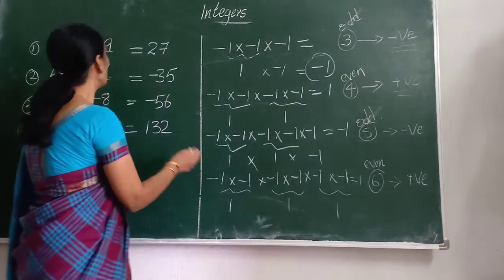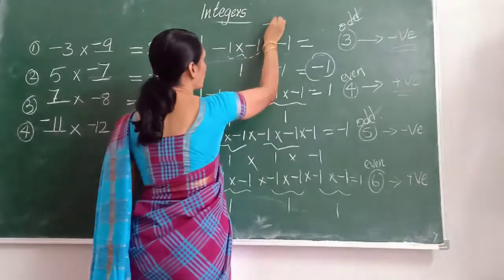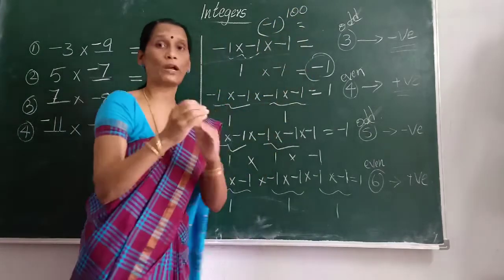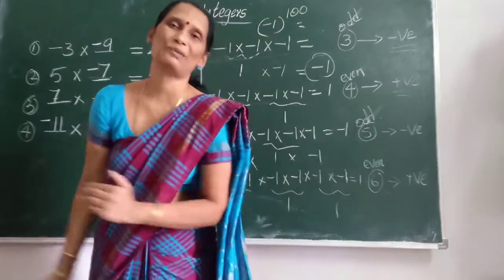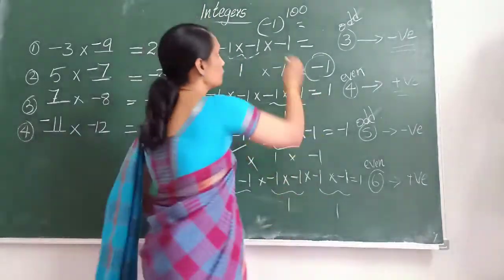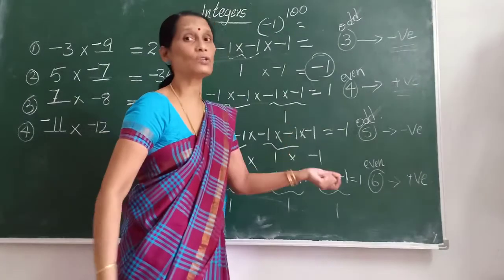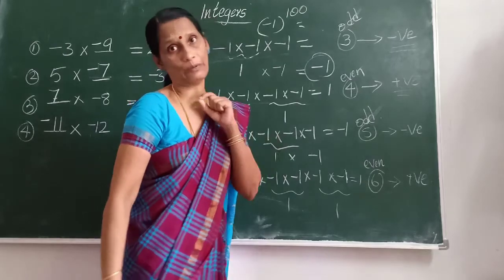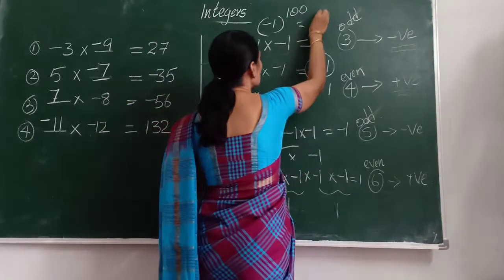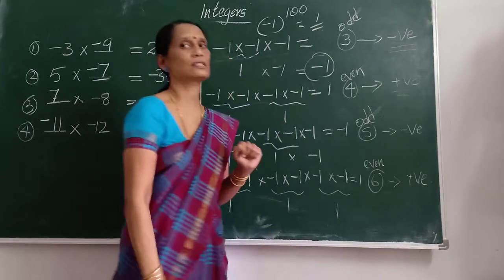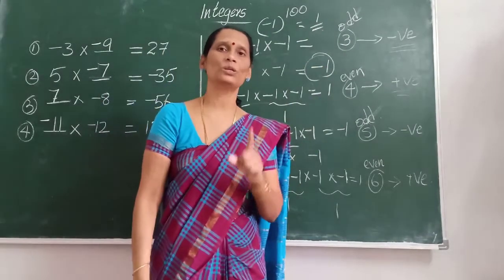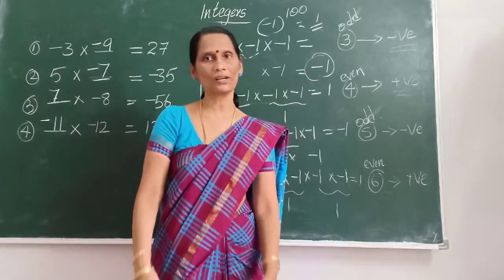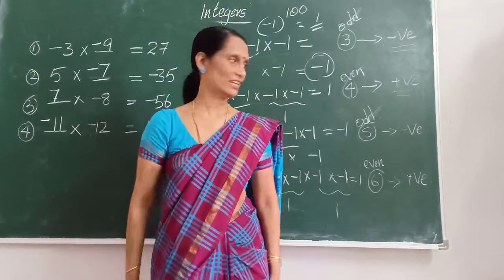Can you tell the answer for what is minus 1 power 100? Means minus 1 should be multiplied 100 times. 100 times we have to multiply. 100 means odd number or even number? Yes, 100 is an even number. So what answer we should get? Plus 1 will be the answer. Minus 1 power 100 is equal to 1. Because 1, how many times you multiply, we will get only 1, right?